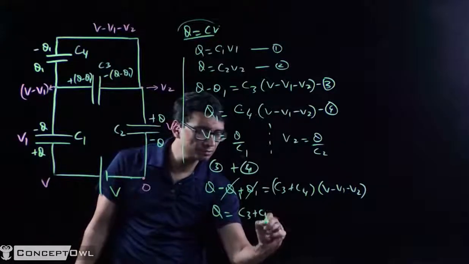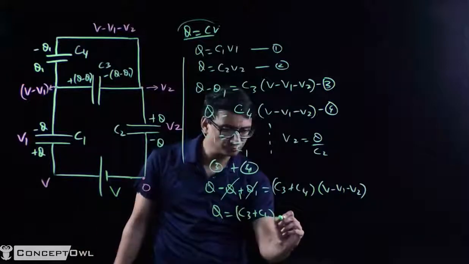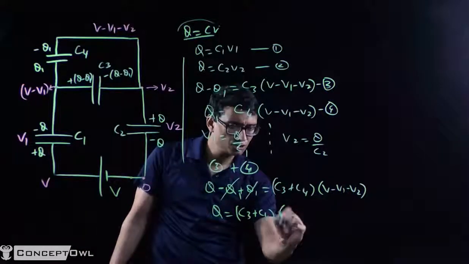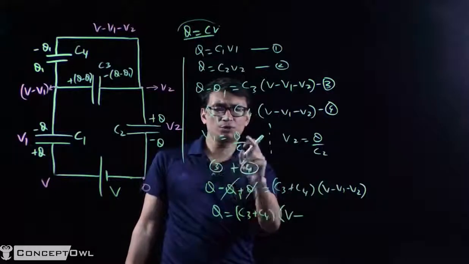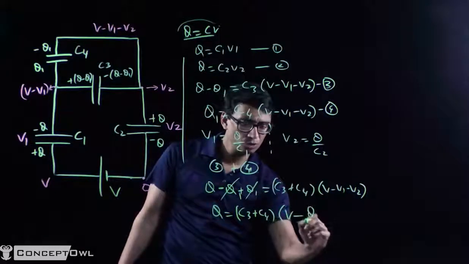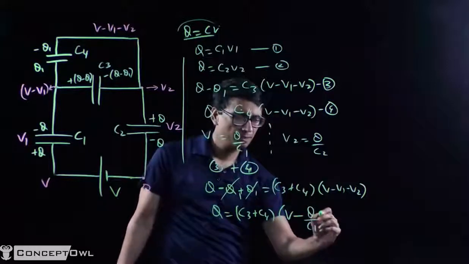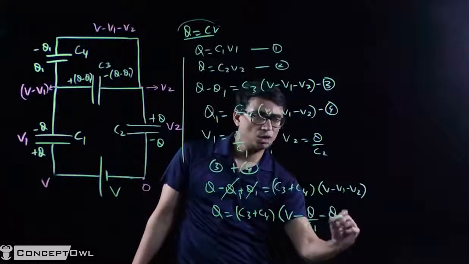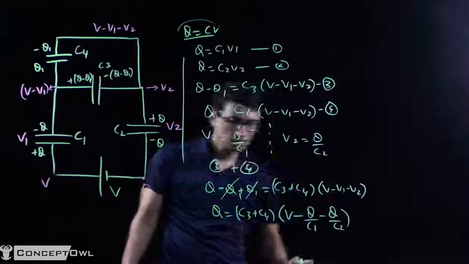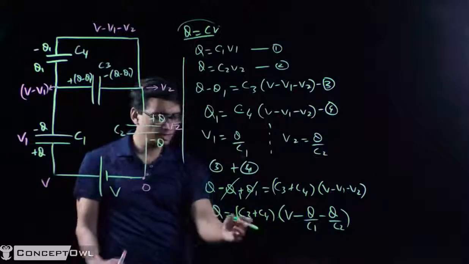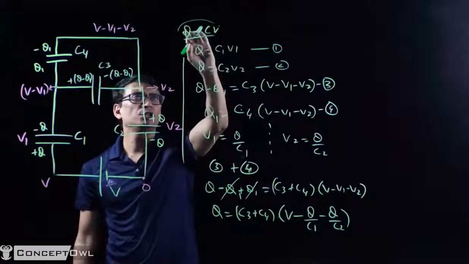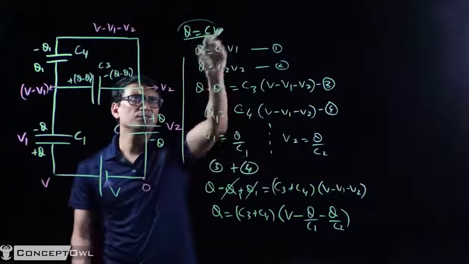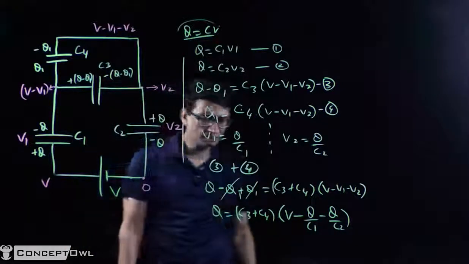So I'll get Q equals C3 plus C4 into V minus V1. What is V1? V1 is equal to Q upon C1, minus Q upon C1, minus Q upon C2. Now let us try to get an equation where we can find Q upon V or V upon Q or whatever. Then from there I can get my capacitance. So how do I do that?